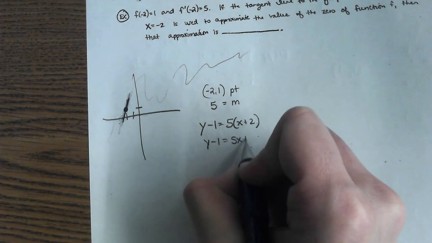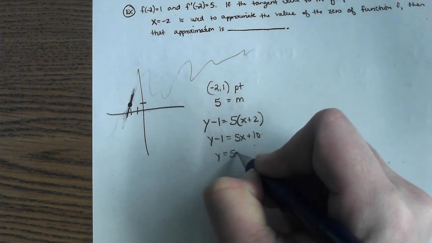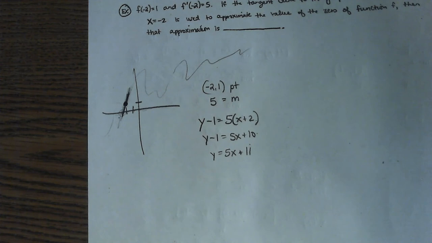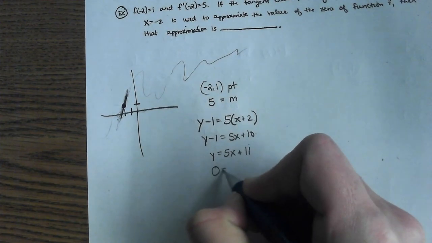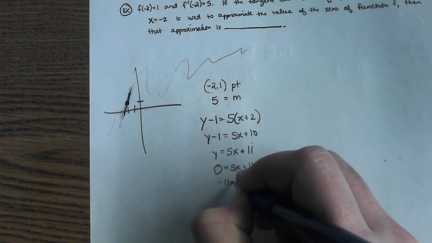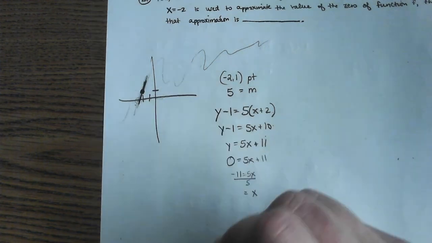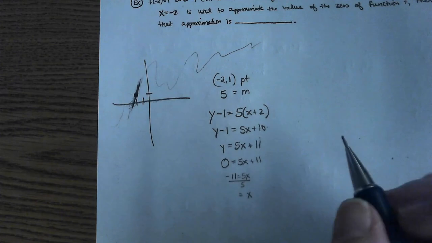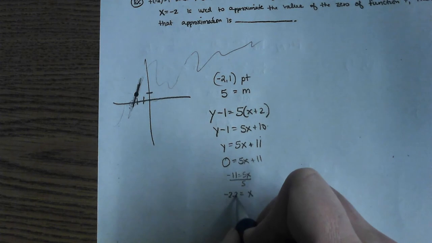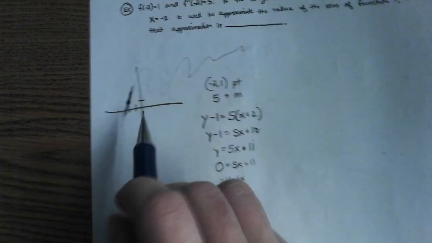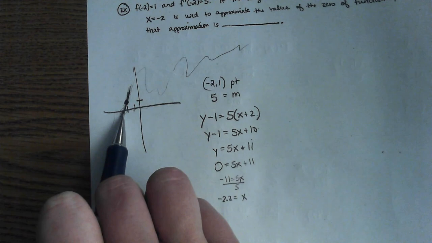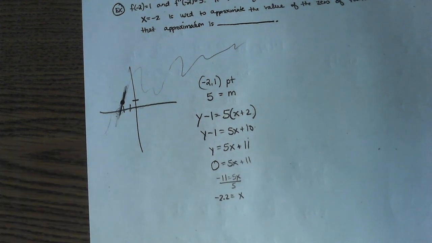I'm going to turn it into slope-intercept because I like that better. And then I'm going to find the x-intercept. How do you find an x-intercept? Right. So negative 2.2, which makes sense because it should be a little bit further left than that point at negative 2, 1.